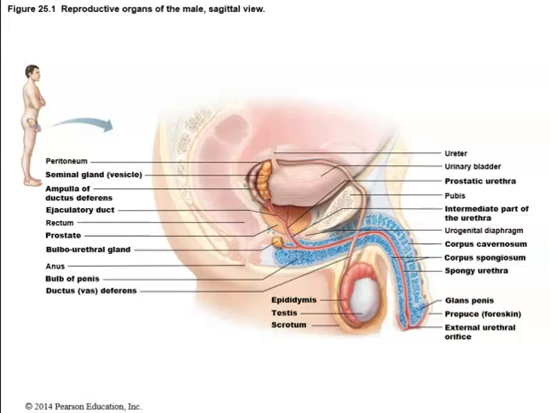So here are just some of the reproductive organs of the male, a sagittal view. We can see our external structures. We have the penis, the urethra within the penis, specifically the spongy urethra, again contained within the corpus spongiosum, and then the scrotum holding the primary male reproductive organs, the testes.